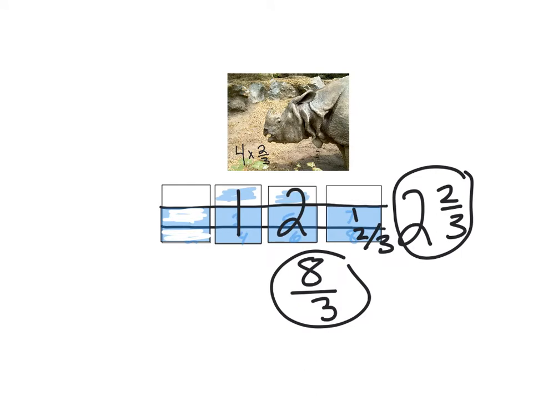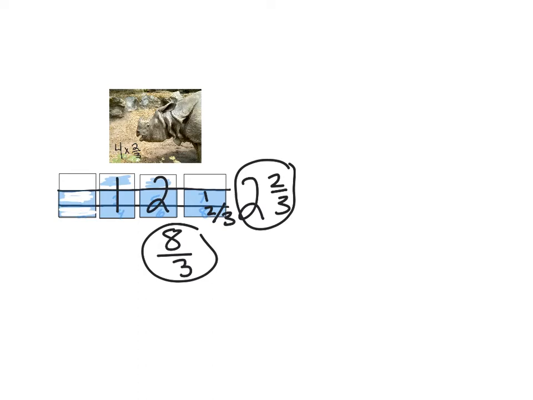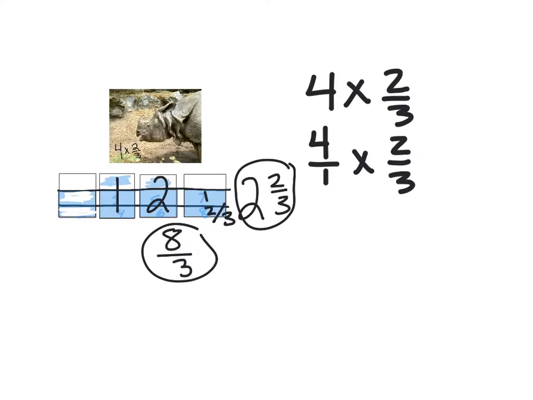Now, this is the mathematical model of how you would solve that. Let's go ahead and look at what the algorithm would look like. So I'm going to move over here and just write my algorithm here. So I have 4 times 2/3, right? Well, 4 would get rewritten as 4 over 1 times 2/3, right? And now with multiplying, I just multiply straight across my numerators, and 4 times 2 is going to give me 8 right here. And then I multiply my denominators. 1 times 3 is going to give me 3.